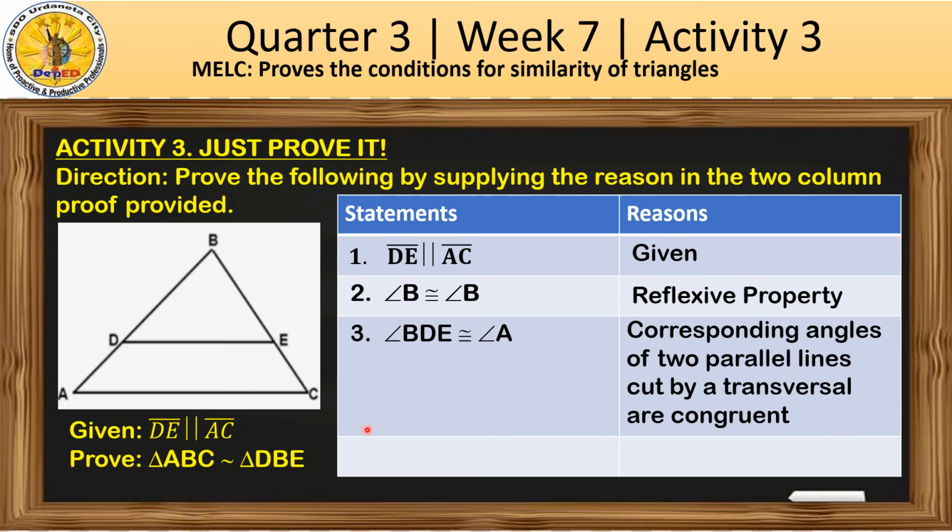Now, you will notice that we already have two pairs of congruent angles from the two triangles that we are trying to prove similar. Therefore, for statement number 4, I can already conclude that triangle ABC is similar to triangle DBE, and the reason is the AA similarity theorem.